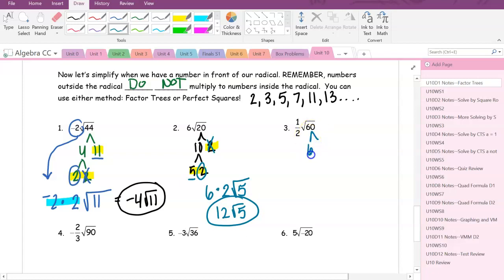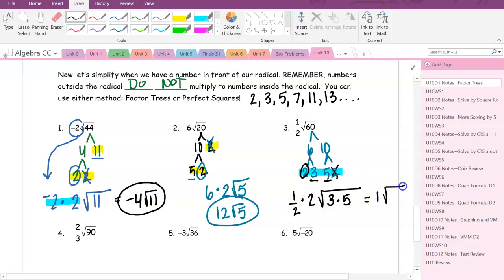60. I'm going to do 6 and 10. Make sure you break everything down until you hit those prime numbers. Okay, so we're looking at these 4 numbers. We have a pair of 2s, circle, cross out. That means the 2 is coming out along with that 1/2. 3 and 5, those are underlined, so they're both going to go under the root. And then we simplify. 1/2 times 2 is 1. 3 times 5 is 15.